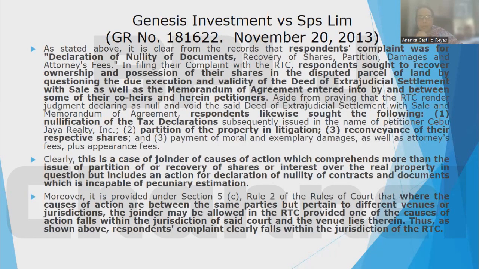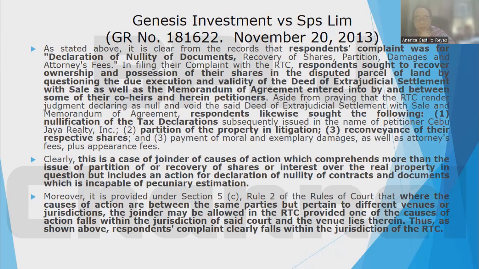We have the case of Genesis versus Spouses Lim. It is clear that the respondent's complaint is a complaint for declaration of nullity of documents, partition, recovery of shares, and damages. Respondents sought to recover ownership and possession of their shares in the disputed parcel of land by questioning the due execution and validity of the deed of extrajudicial settlement with sale. Respondent likewise sought the nullification of the tax declarations as well as the partition of the property in litigation.